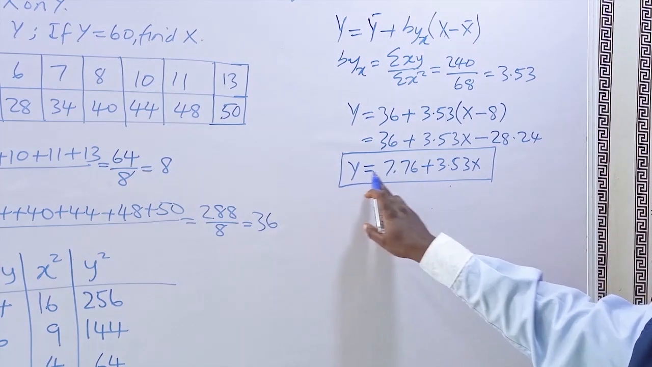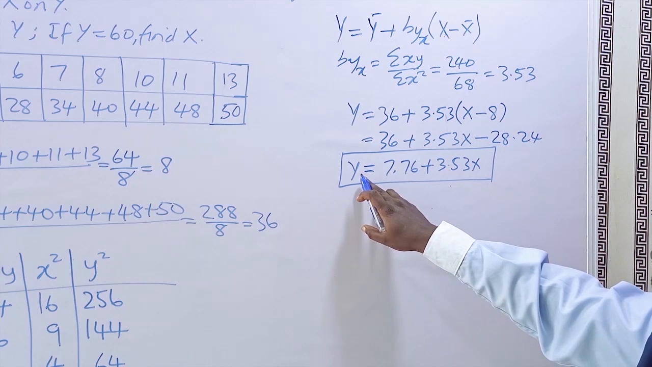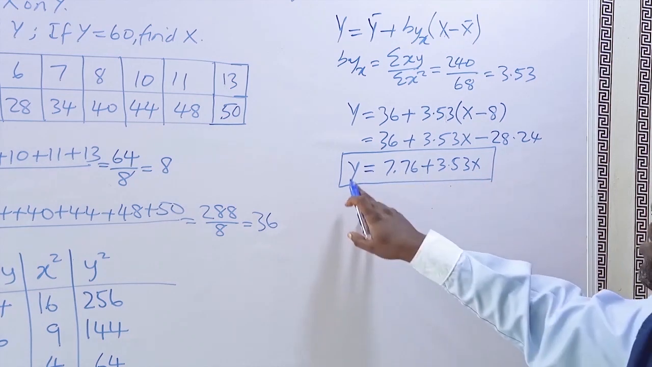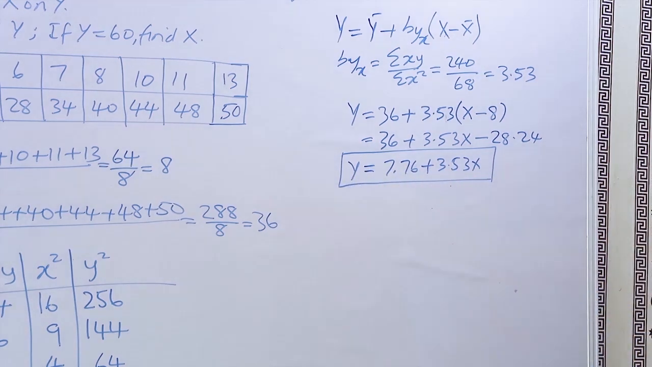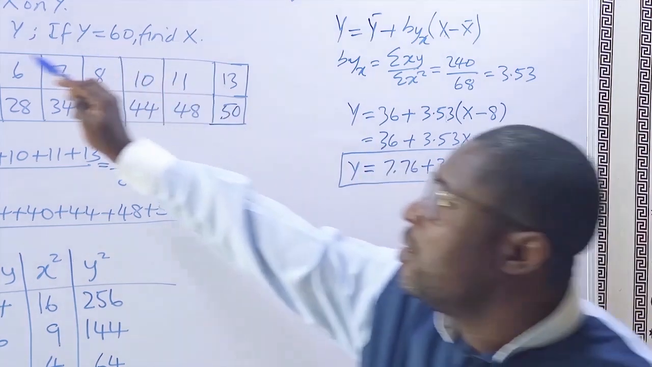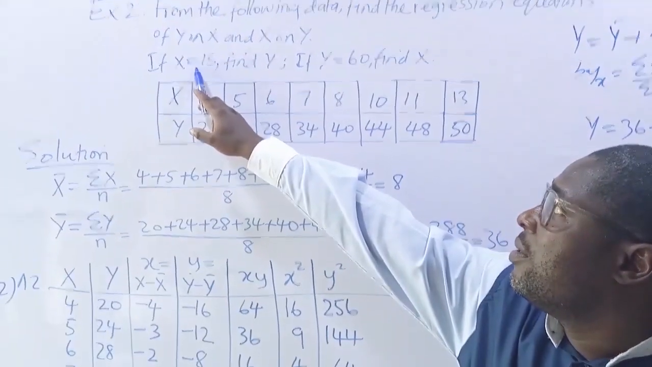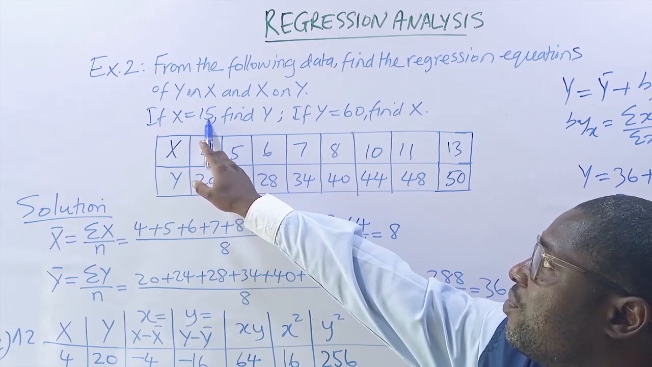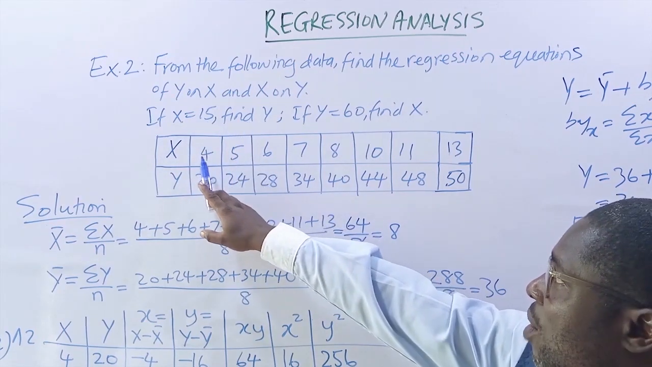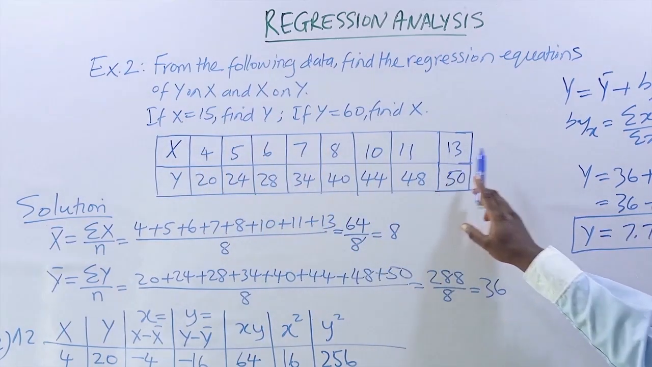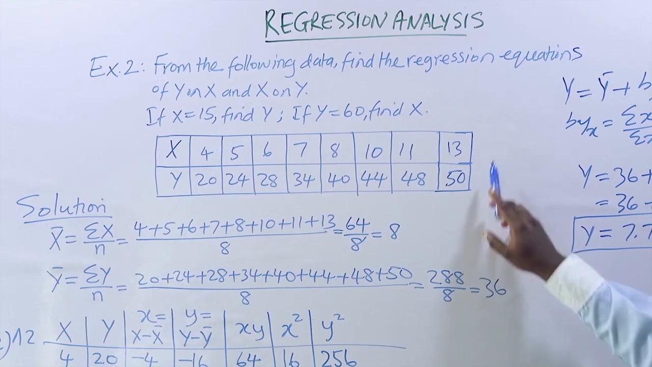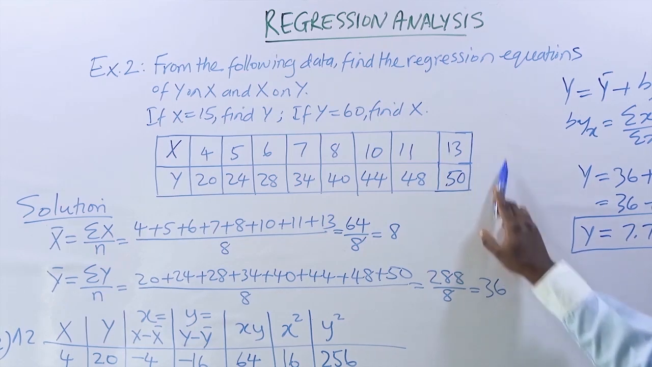This is the regression equation based on y, but based on x. That's predicting y based on x. So the question we have up here is that if x is 15, what will be y? You see up here, we do not have 15. So let's assume we have 15. What will be y? That's the question we're trying to find.